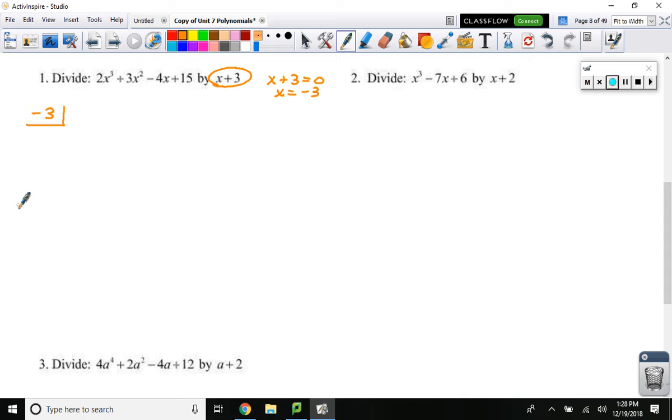And then again, all we really care about are these coefficients here in front. If we're missing one, we still have to have a 0 like we do in long division, right? So the first coefficient is 2, then positive 3, then negative 4, then 15. It goes from cubed to squared to the first power to x to 0, so we've covered everything. I don't need any zeros. We're going to leave a space, and we're going to draw a line.